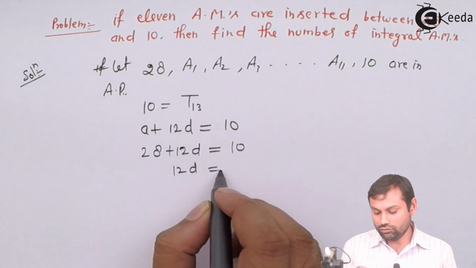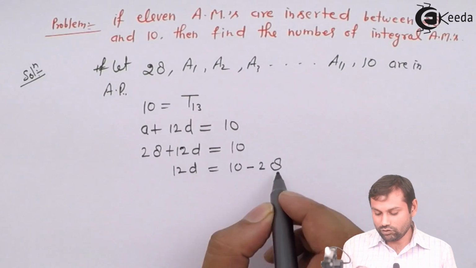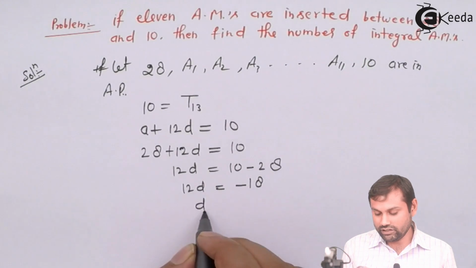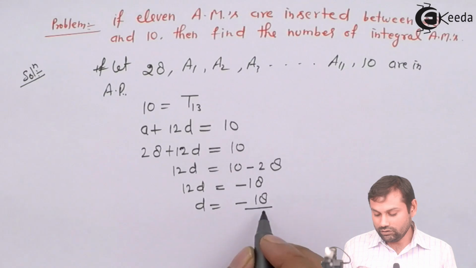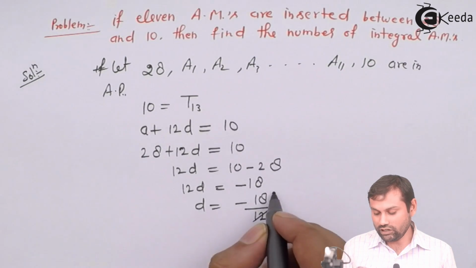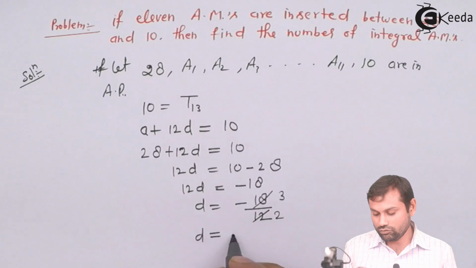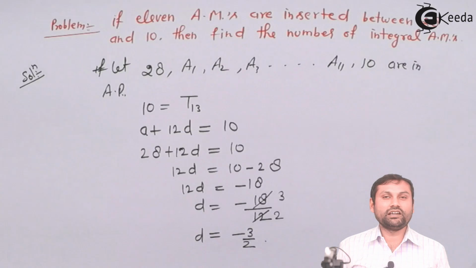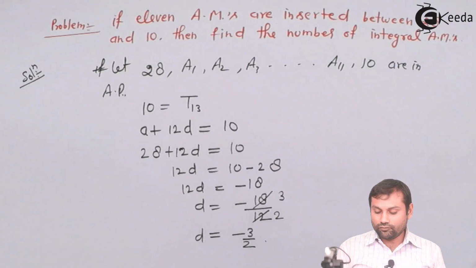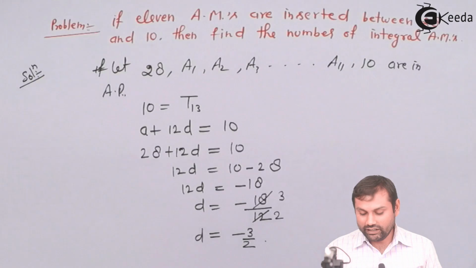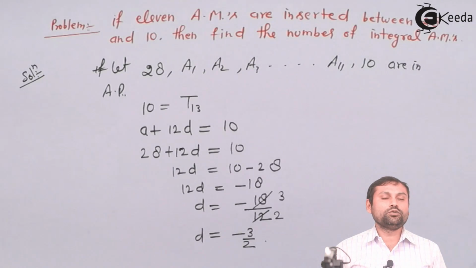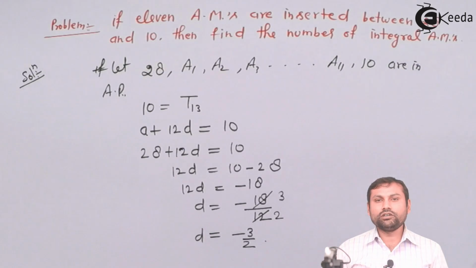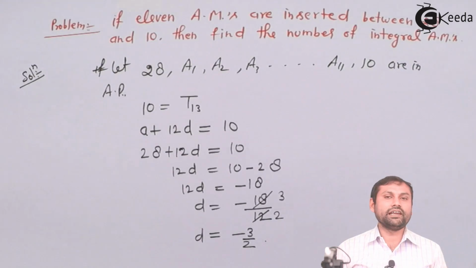So 12d equals 10 minus 28, so 12d equals minus 18, so d equals minus 18 upon 12. Dividing by 6, d equals minus 3 by 2. So we have the common difference d equals minus 3 by 2. Now you have a and you have d, so you can easily find a1, a2, a3, a4 up to a11, but I'm not going to find all terms because we have to find only the integral AMs.